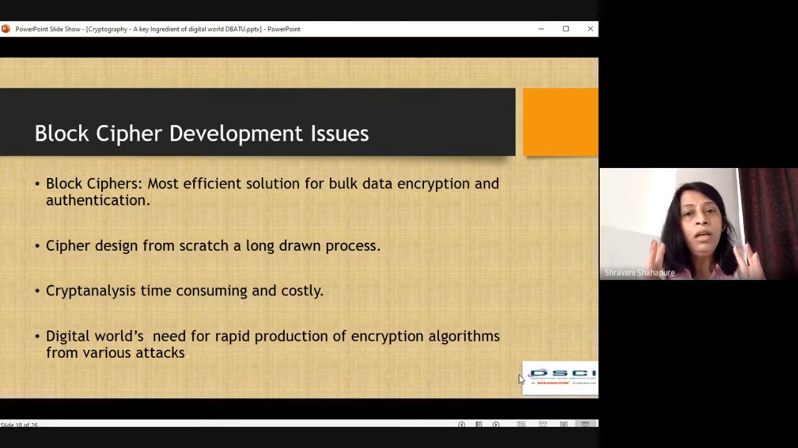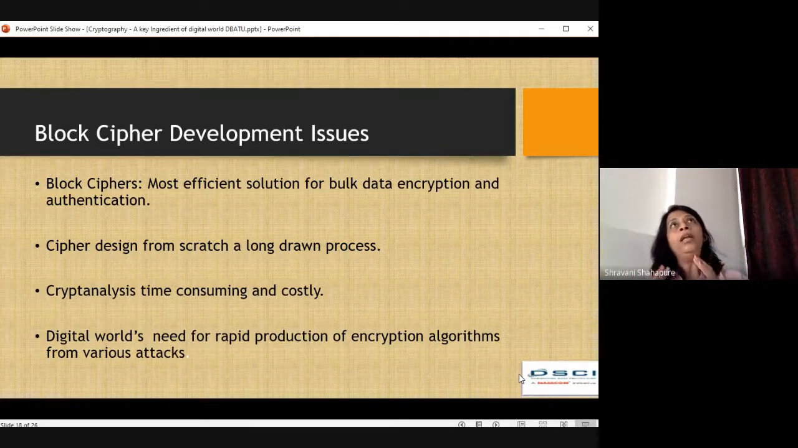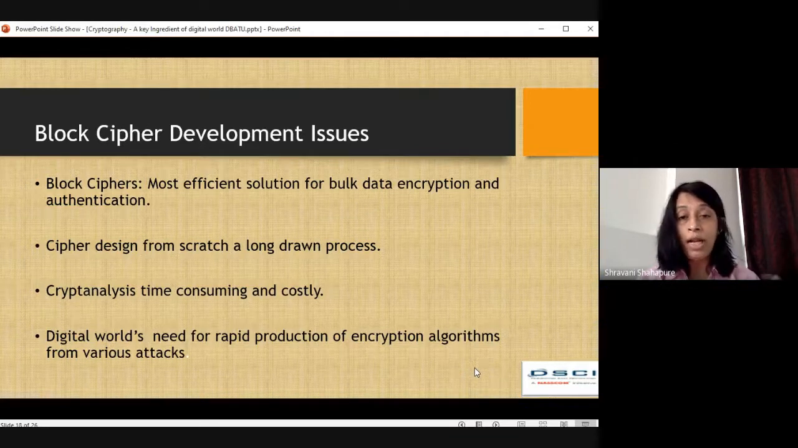So cipher design is a very long drawn process. And normally when a cipher is designed, cryptanalysis is needed, because many ciphers can't be broken using a normal machine. We need supercomputers and high performing machines. We need time, we need experts. So it's a very costly and time consuming process. But as we are moving on to the digital and smart world, we need different ciphers, because cryptanalysts sitting all over the world are trying to break these ciphers and see the vulnerabilities. So how can we address all this? We can move on to the next slide.